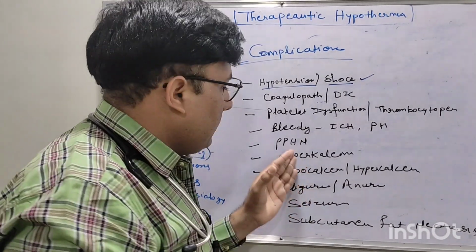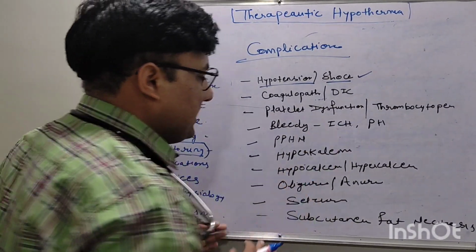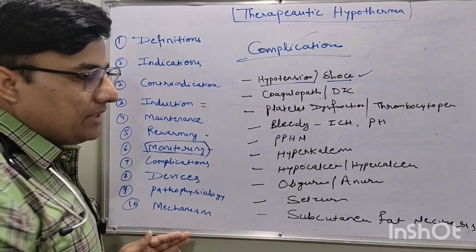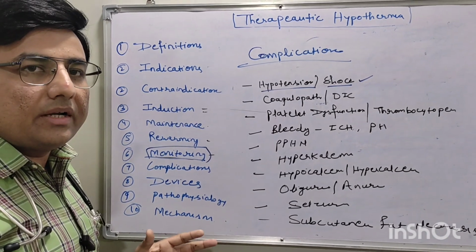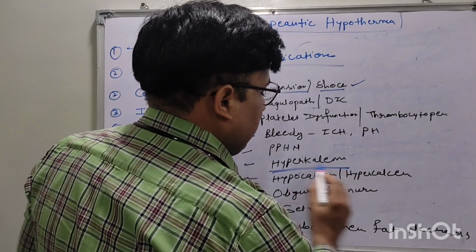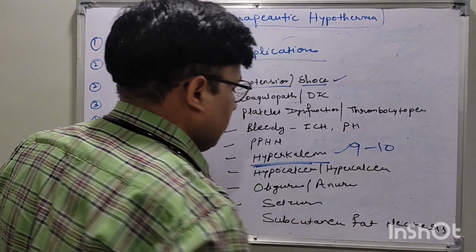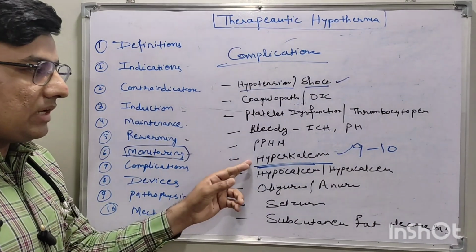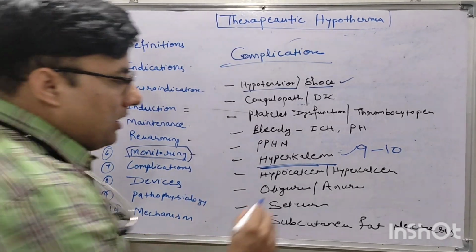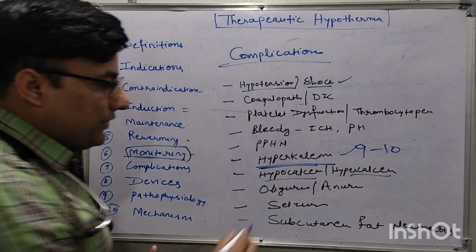During hypothermia, PPHN can happen because hypothermia causes raised pulmonary pressure. So severe PPHN is a contraindication for therapeutic hypothermia. During rewarming, hyperkalemia can happen. We have seen sometimes 9-10 of potassium also during the rewarming phase, so we have to do electrolyte monitoring during rewarming. Calcium can decrease or increase; hypocalcemia or hypercalcemia can happen.